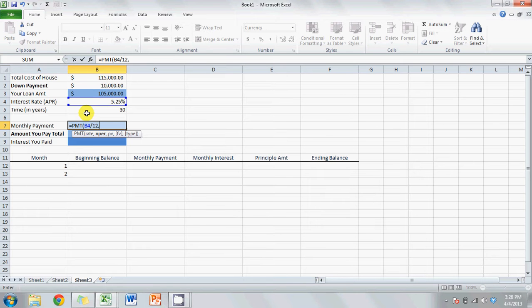Number per. Okay, and per. How many periods are you paying for? We're paying for 30 years, but we're doing monthly payments, so I want to know how many months I am paying. I'm doing 30 years, and to get the number of months I'm paying, I'm going to multiply that 30 by 12.